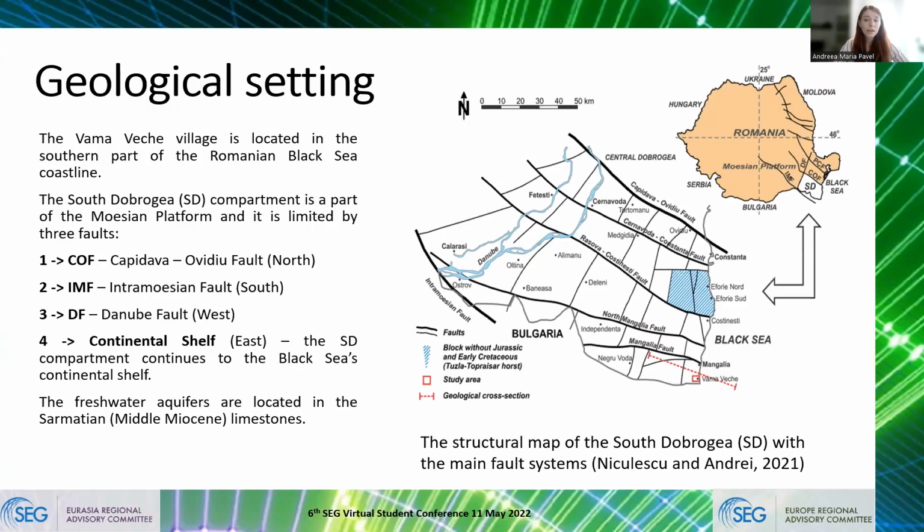Also, the freshwater aquifers, which are the topic of this presentation, are hosted in the Sarmatian limestones. On the right side, you can see the structural map of the South Dobrogea compartment and the main fault system. Also, the geological cross-section marked on the map I will present to you in the next slide.